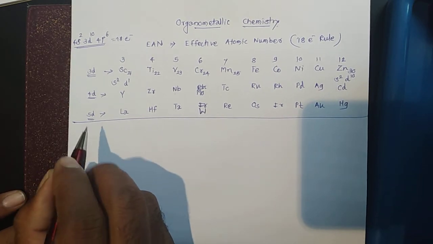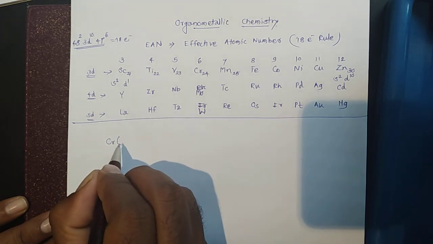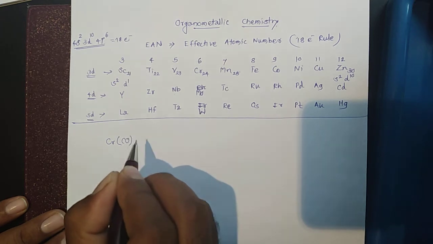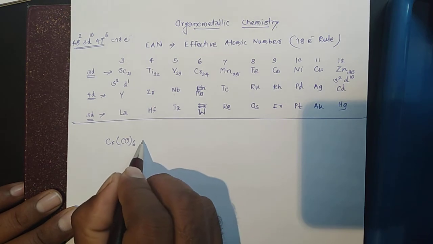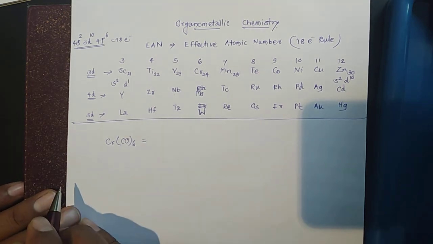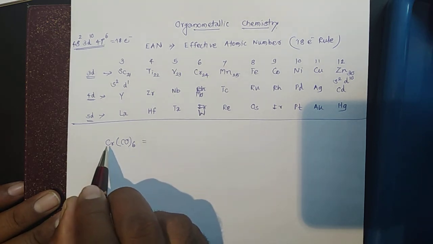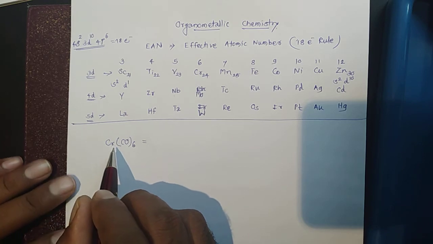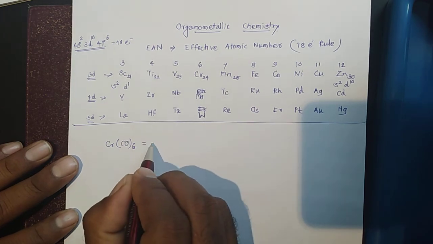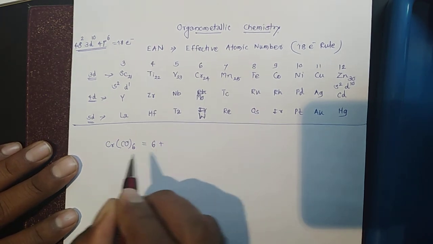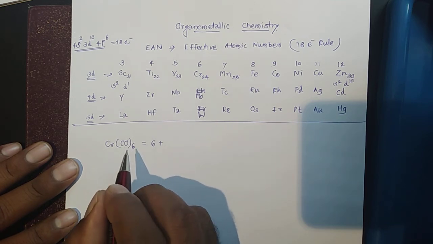Suppose we take some examples. See, this is chromium having carbonyl ligands, a very simple example, 6 carbonyls are there. So what is the effective atomic number of this organometallic compound? Chromium will have how many valence electrons? Chromium is 6, plus each carbonyl will give 2 electrons.